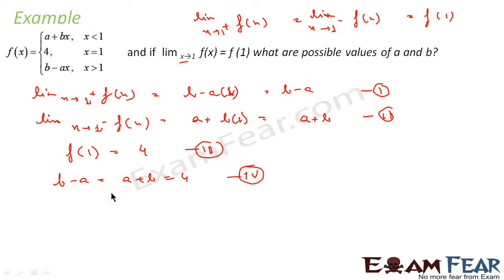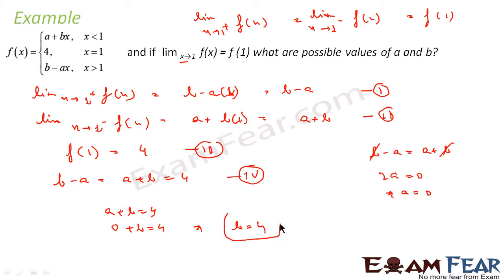Now we'll take these two. So what we get is b minus a is equal to a plus b, b we cancel, and we get 2a is equal to 0, or a is equal to 0. So we have got the value of a. Now we'll use these two equations. So here it says a plus b is equal to 4. a is already 0, we know that, so 0 plus b is equal to 4. So we can say that b is equal to 4. So we have two values, b is equal to 4 and a is equal to 0. That's our answer. Very simple.